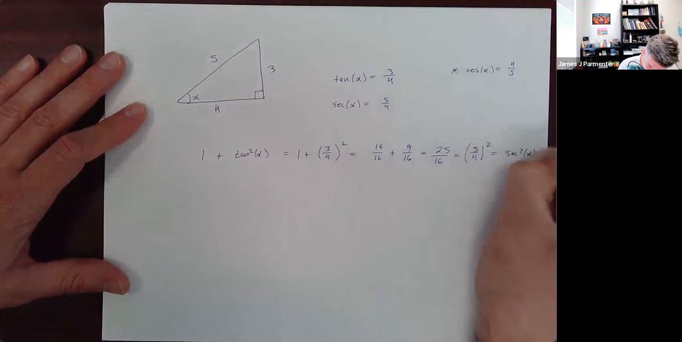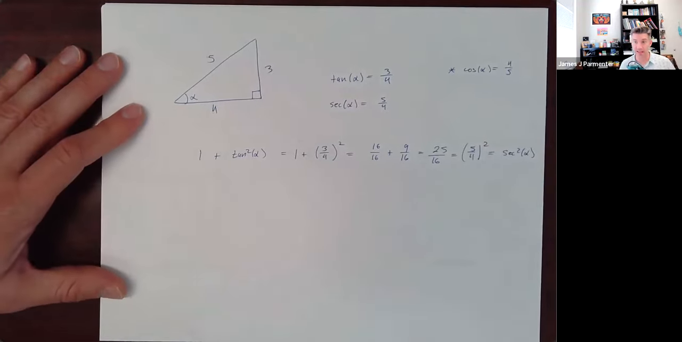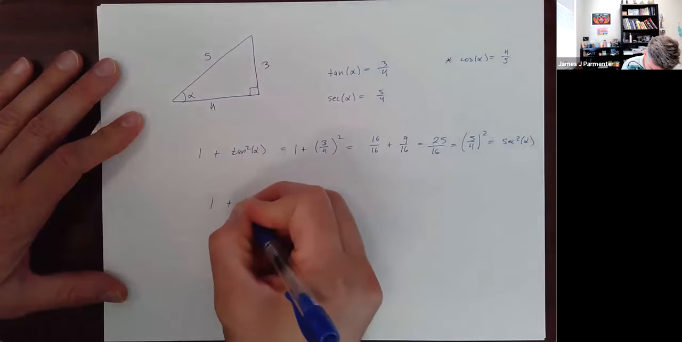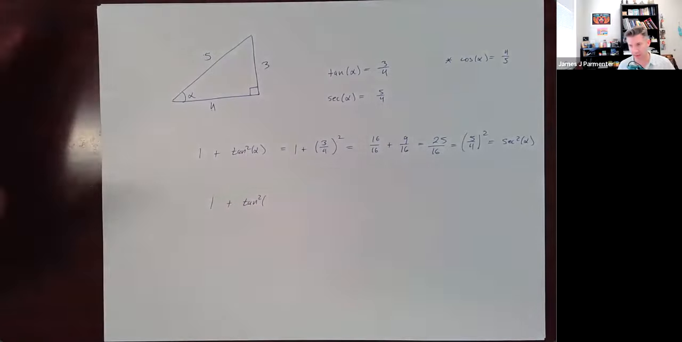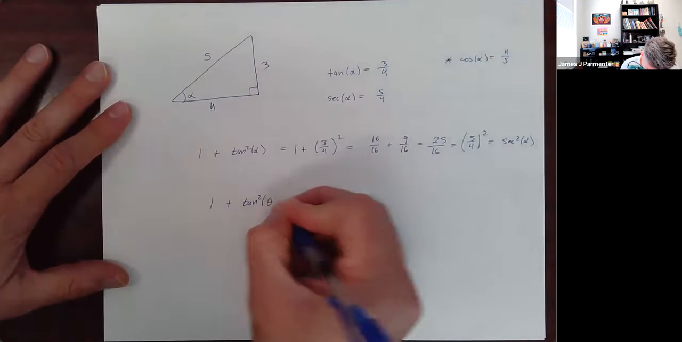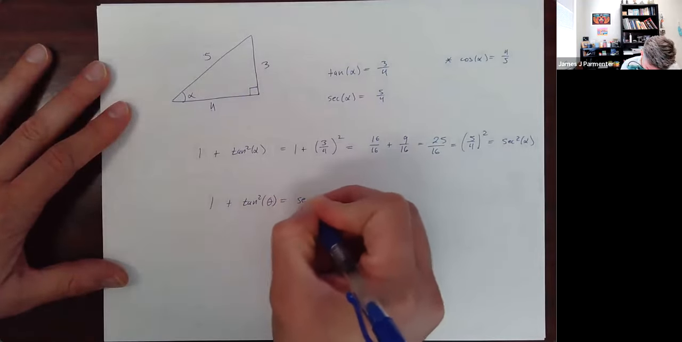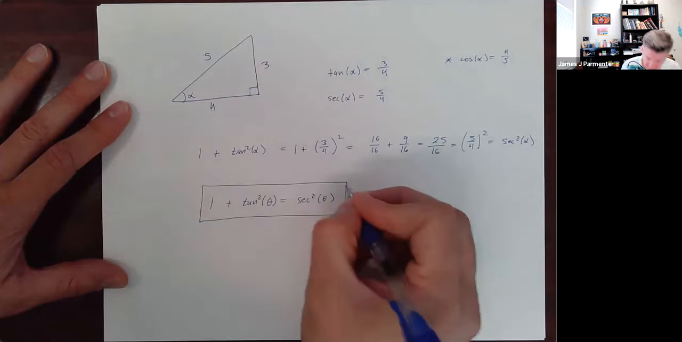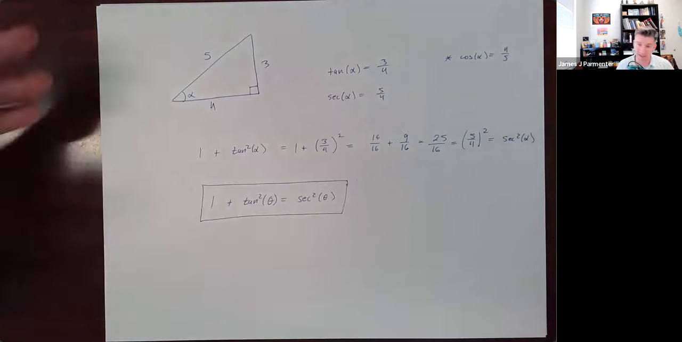secant squared of alpha. So here is the next trig identity. It is 1 plus tangent squared of, pick whatever angle, usually people use theta, is equal to secant squared of theta. Okay. Now here's why this one's my favorite, because it's unforgettable.